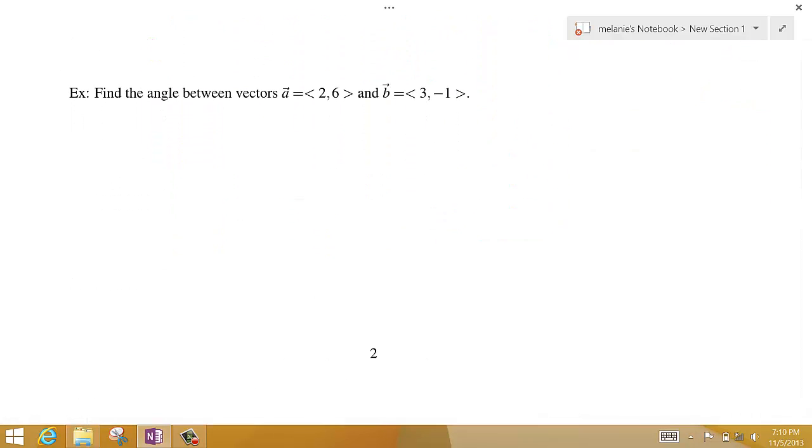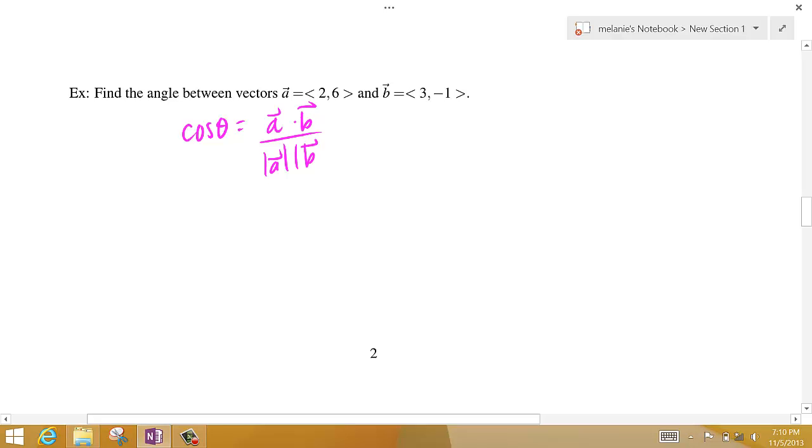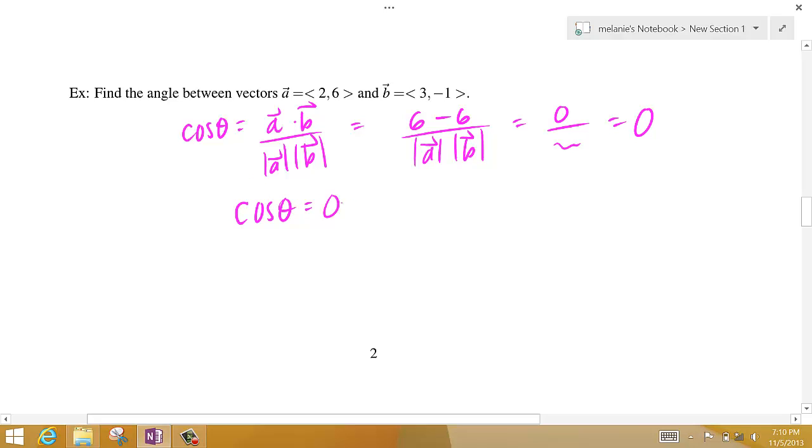Let's find the angle between the vectors 2, 6, and 3, negative 1. So we're going to do the same kind of thing. We know that cosine theta is A dot B divided by the magnitude of A, magnitude of B. So A dot B is what? 2 times 3 is 6, minus 6. Okay, do you notice it doesn't matter what I'm going to do here? I can find the magnitude of A and B, but I don't really have to because my numerator is going to be 0, and 0 over anything, I still get 0. So I'm really looking for cosine theta is 0 at pi over 2 radians, or 90 degrees, depending on your units.